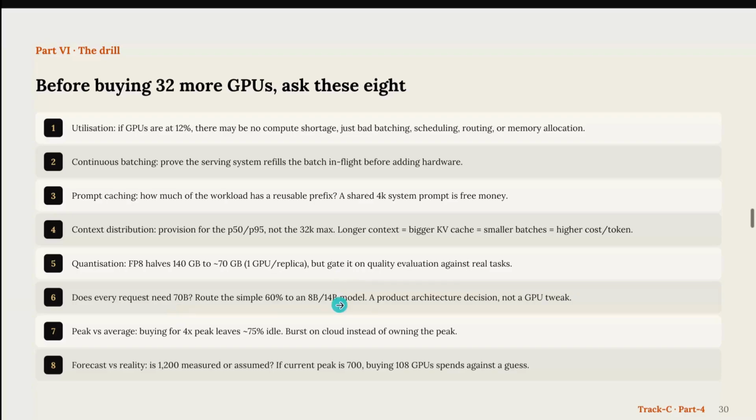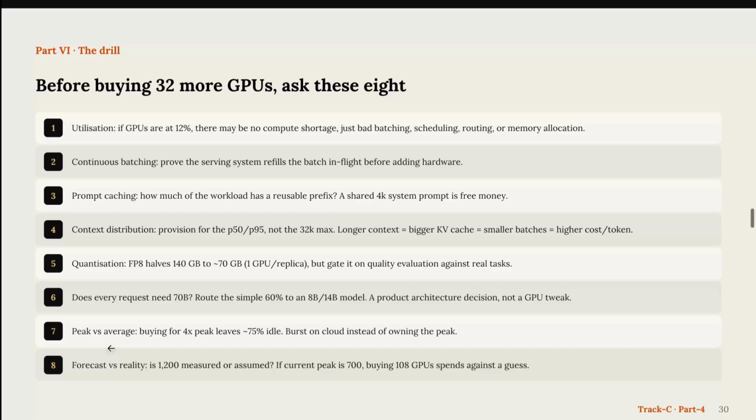Maybe we'll have smaller models that do that task. So that's a more product architecture decision. It's not a GPU tweak that we are looking at. Peak versus average. Are we really looking at peak versus average versus percentiles for what are we buying these 32 more GPUs?